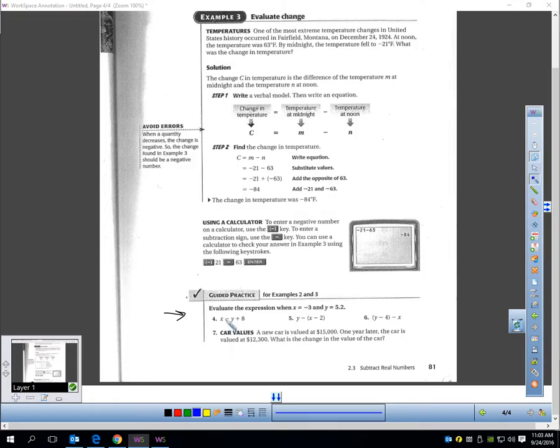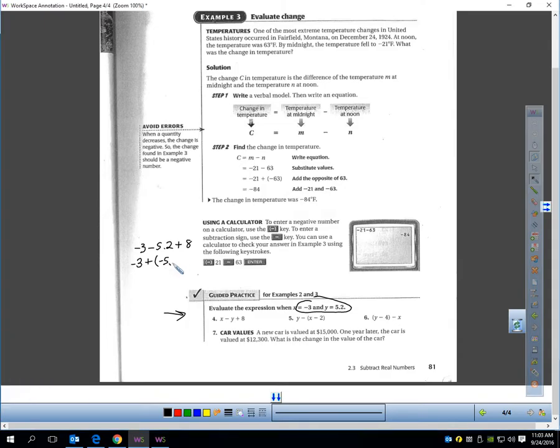So evaluate x minus y plus 8. You notice x is negative 3 and y is 5.2. So I should do negative 3 minus, y was 5.2, plus 8. I'm not subtracting. I'm going to add. I'm going to use that rule we learned today. Negative 3, I'll add the opposite of 5.2, plus 8. And now I can do this in any order I want. I think it's probably just fine to do this first.